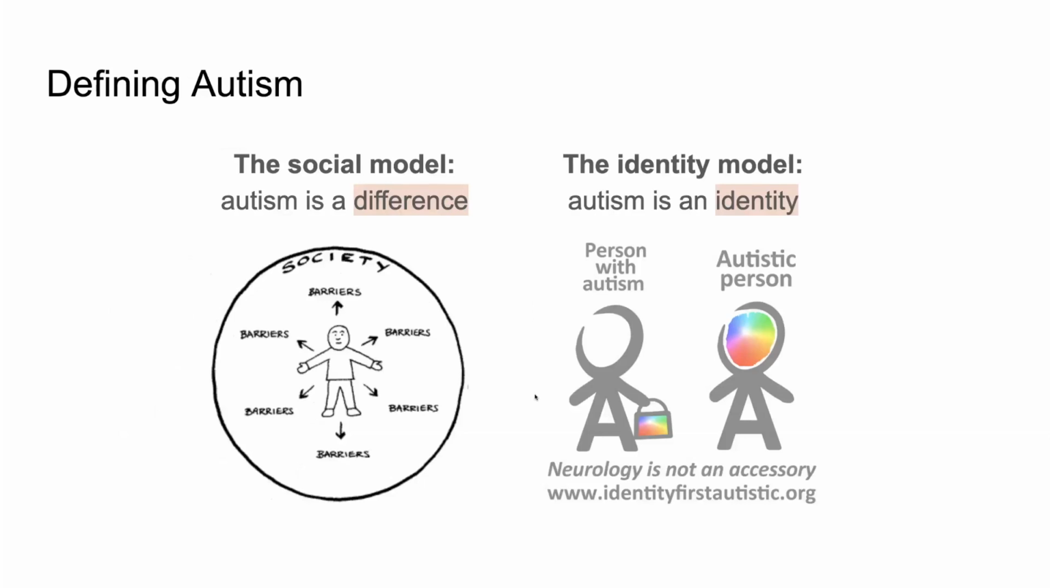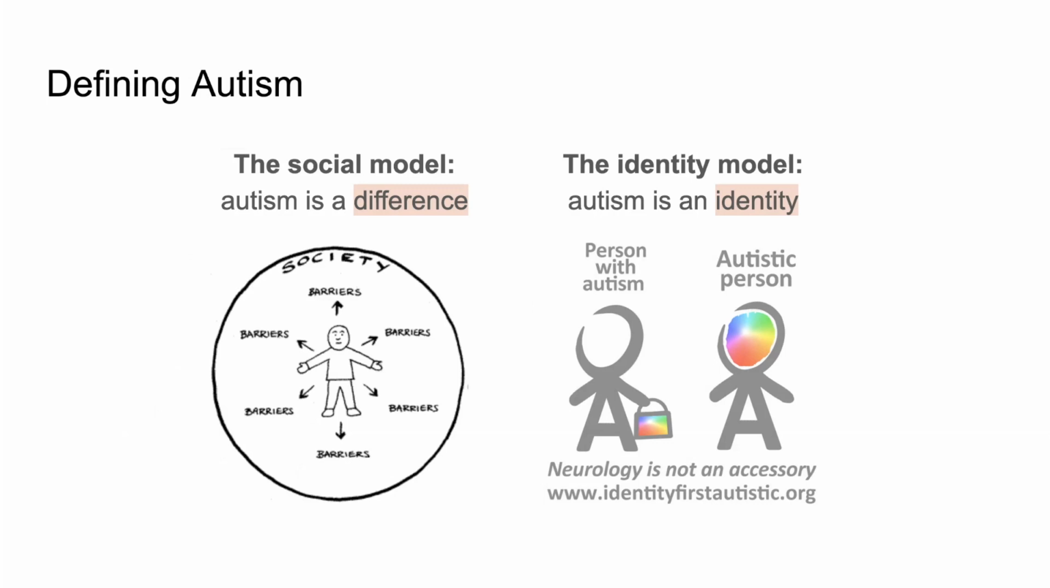However, these are not the only ways of defining autism. You can also understand autism using the social model, which defines autism as a difference, or the identity model, under which autism is an identity. So there are two different ways of talking about autism.